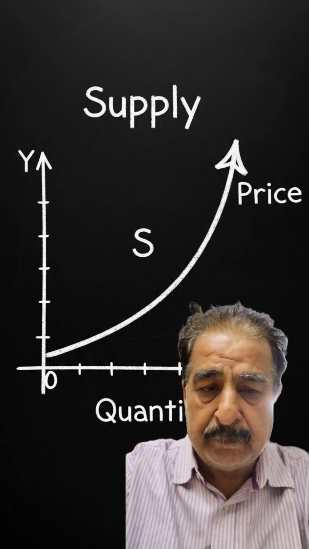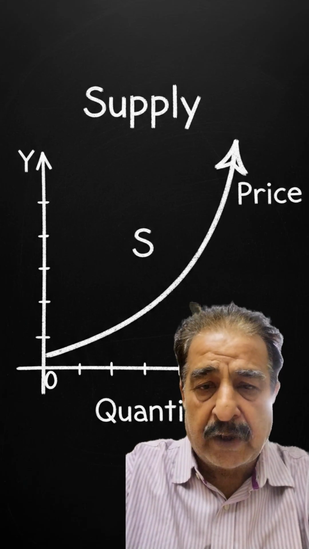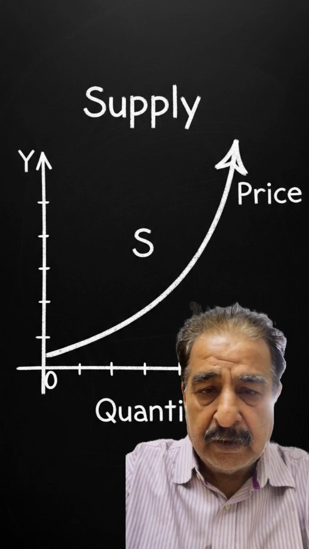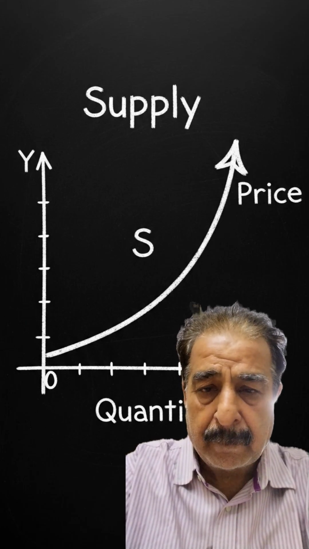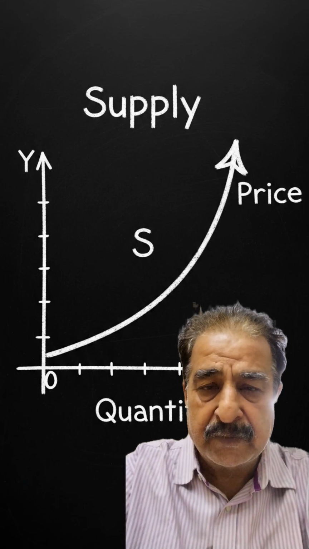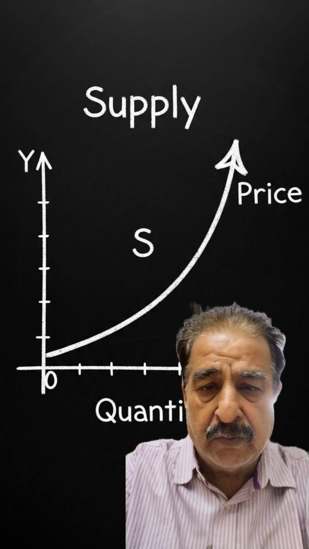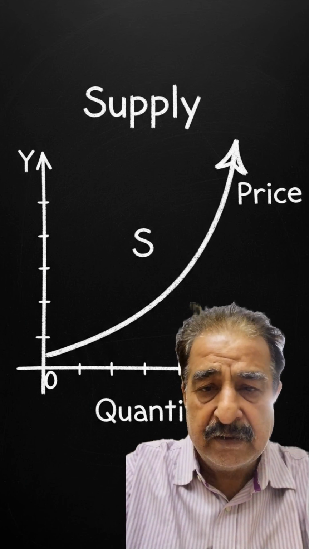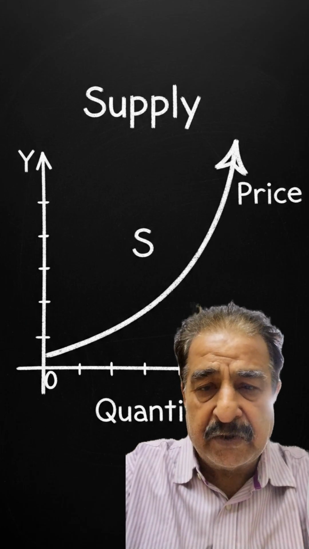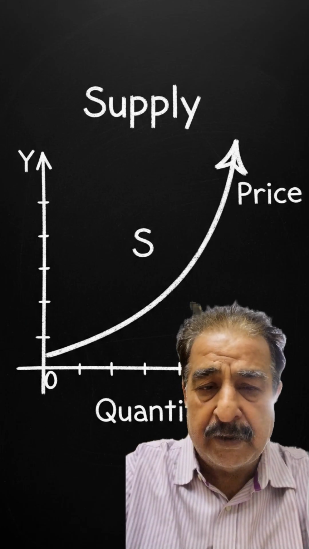Let's take an example. Suppose you run a coffee shop. If coffee sells at $2, you may produce 100 cups. But if the price rises to $5, you will try to produce 500 cups. Higher prices mean higher supply. This creates the upward sloping curve.